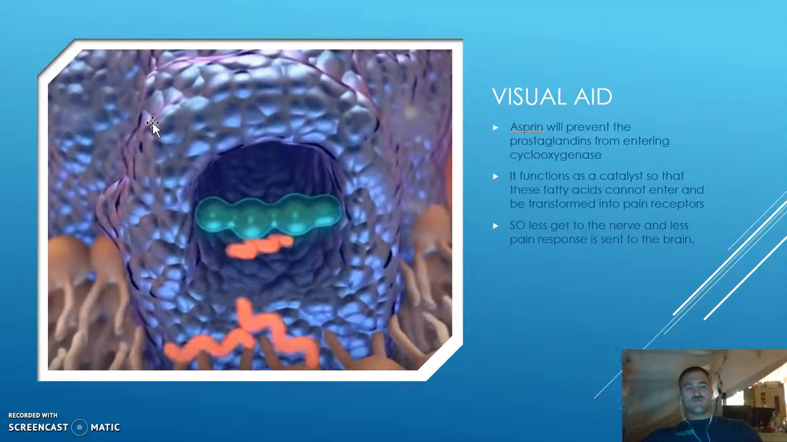So it will prevent them from entering the cyclooxygenase. It functions as a catalyst so that the fatty acids cannot enter and be transformed into pain receptors, as I mentioned. So less pain receptors are getting to the nerve and less pain response is being sent to the brain.